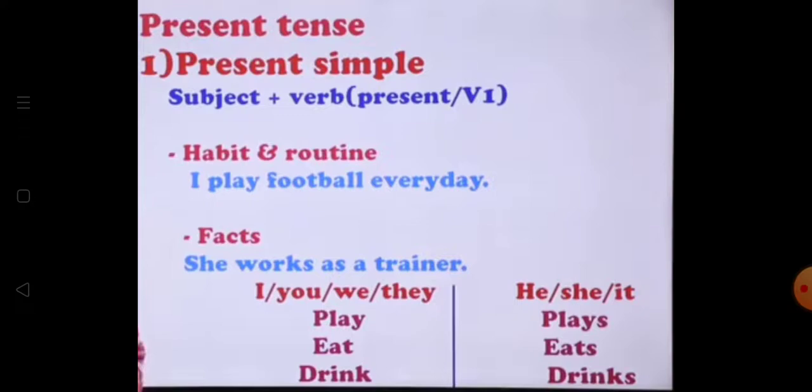Okay. So we can see a difference that we are using "s" here, but here we are not using "s". You can see the difference here. You have to remember that with I, we, you, they, we do not write the letter "s" with the verb. With he, she, it, we always add "s" with a verb. Okay, keep this in mind.